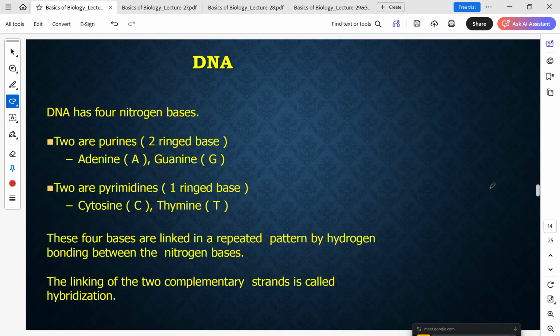DNA, some basic recap of DNA. It has 4 nitrogenous bases. A, G are the purines that are present. C and T are the pyrimidines that are present, and there is a repeated hydrogen bonding between these bases. A binds to T and G binds to C, and vice versa. And this linking of the strands is known as hybridization.